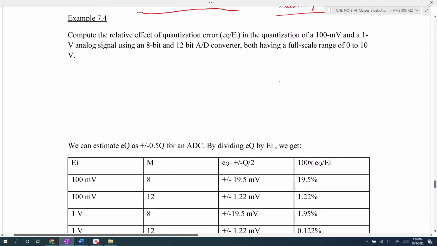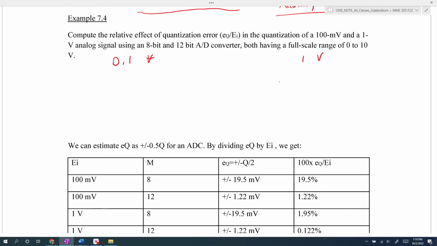So we're doing an example problem here to explain the effect of using different number of bit analog to digital converters. In this case, we're trying to measure two signals. Our first input signal is a 100 millivolt signal, or 0.1 volts, and our second input signal is a 1 volt signal.